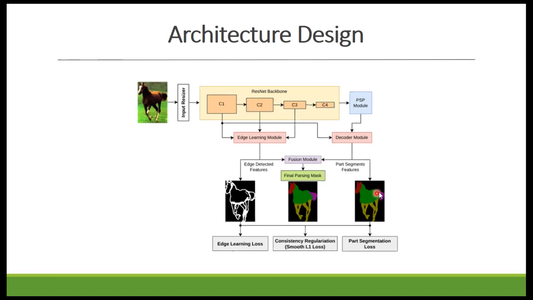But then we have included one more module called the edge learning module, which identifies the contour of the original input. So we are passing these and the decoder module output to the feature so that we improve the quality of the output. Moving on to the next one.